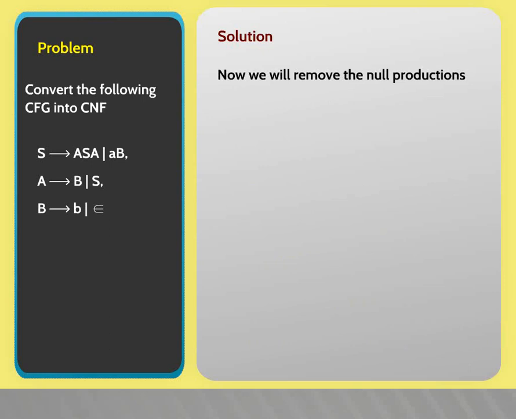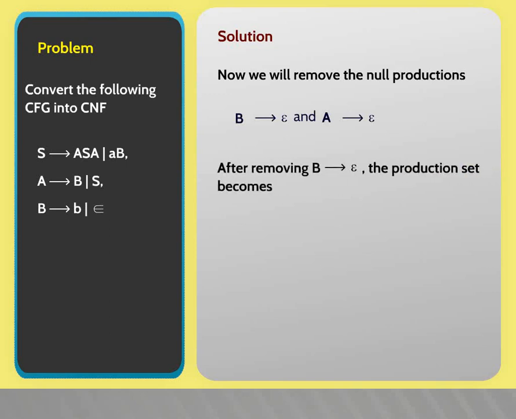Now we will remove the null productions. B provides epsilon and A provides epsilon. After removing B provides epsilon, the production set becomes S0 provides S, S provides ASA or aB or a, A provides B or S or epsilon, B provides b.